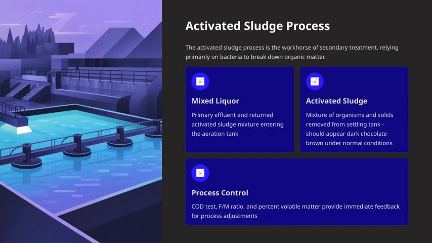The activated sludge itself is a mixture of these microorganisms and solids that we remove from the settling tank. Under normal conditions, this mixture should look dark chocolate brown, which indicates a healthy microbial population doing its work. To keep the process running smoothly, we use process control tools like the COD test, the F/M ratio, and the percent volatile matter. These measurements give us immediate feedback, allowing us to make quick adjustments if needed. All of these elements are interconnected, and understanding them helps us optimize the treatment process, ensuring we meet environmental standards and protect public health.